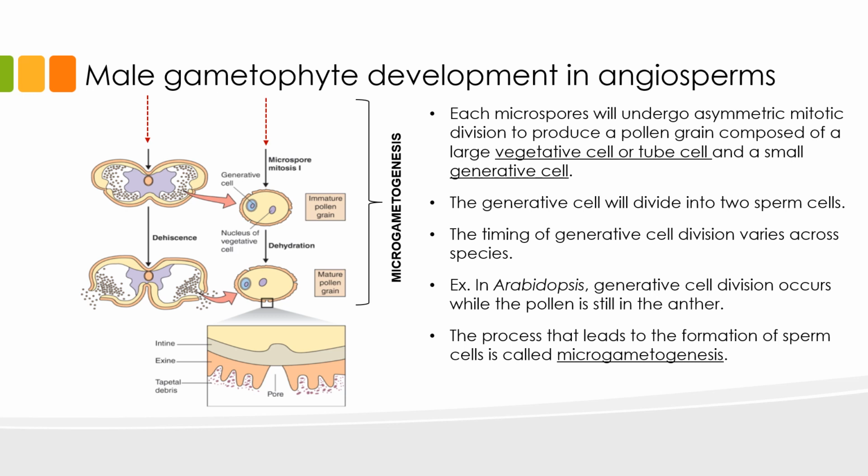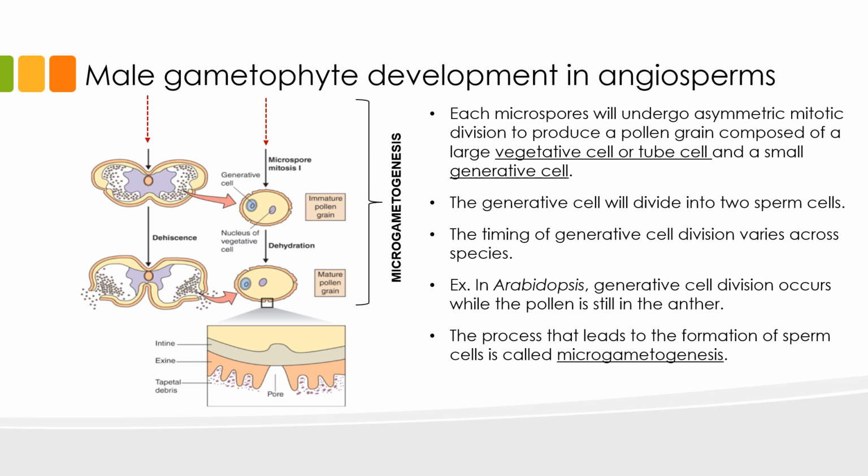The timing of this division varies across plant species. In Arabidopsis, for example, it occurs while the pollen is still on the anther. In the majority of angiosperms or flowering plants, the pollen grain is shed from the anther while it is still at the 2-cell stage, when you have the vegetative and the undivided generative cell. Division of the generative cell takes place only after pollination when pollen tube growth begins. In either case, the final product is a pollen grain consisting of 2 sperm cells surrounded by the cytoplasm of the vegetative cell.